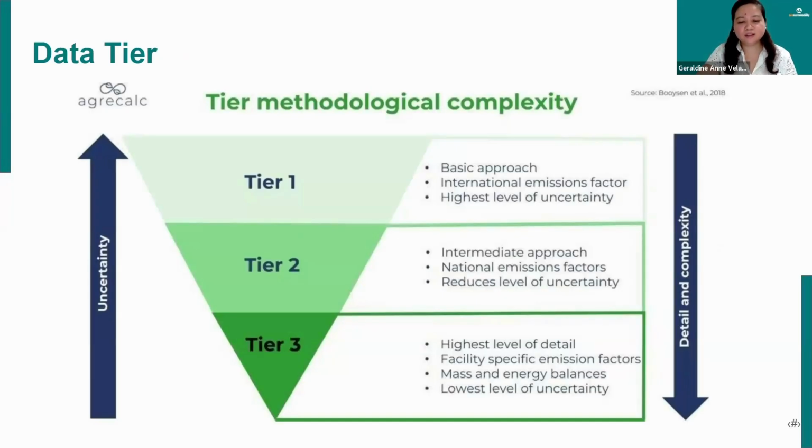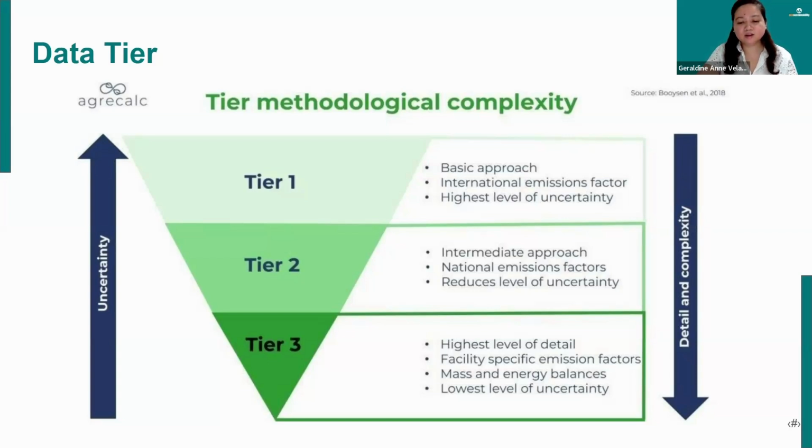Number two, to guide data quality improvements over time. Data tiers indicate your current position and the next step for improvement. The usual progression is from tier 1 to tier 2, and then to tier 3 as better data becomes available. The third would be to support reporting and verification requirements. Different frameworks and assurance processes expect different levels of data quality. Higher tier data is generally more defensible for audits, target setting, and carbon credit or sustainability reporting.